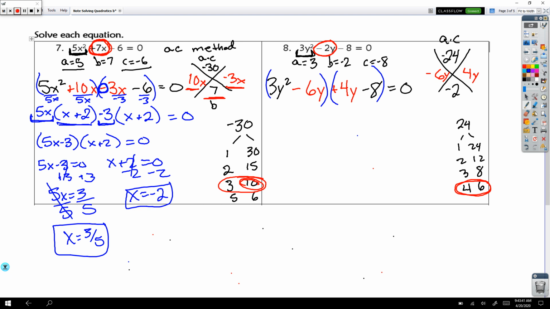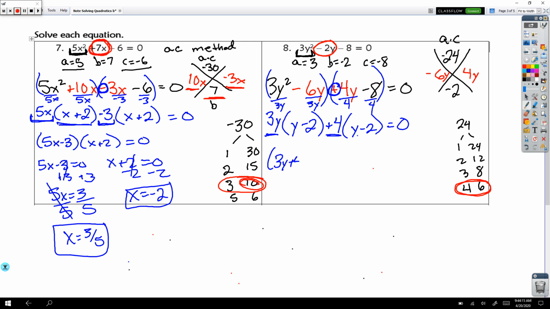If I look at the first two terms, I could divide both of those by 3 and y. So divide by 3y. That would leave me with y minus 2. Looking at the second two terms, I could divide both of those by positive 4. So divide by 4. That again would leave me with y minus 2. So my two factors would be the outsides, 3y plus 4, and the inside, y minus 2. Setting each piece equal to 0.